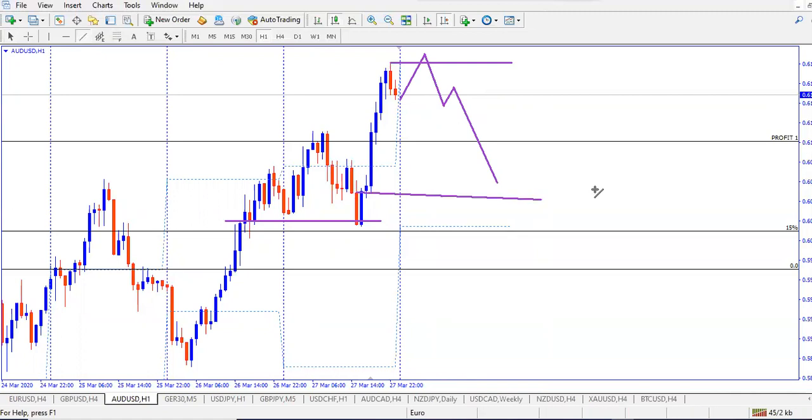Down into this bullish order block before it goes back up. That's the plan on the Aussie dollar.